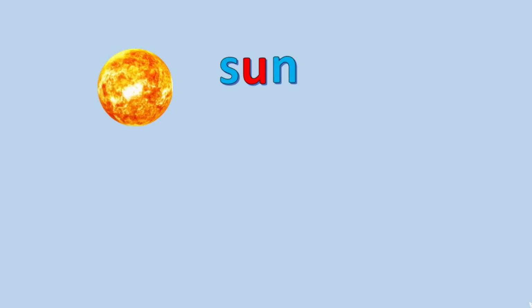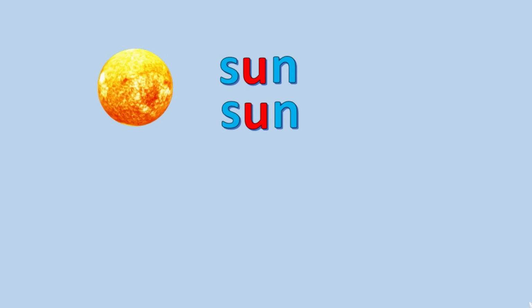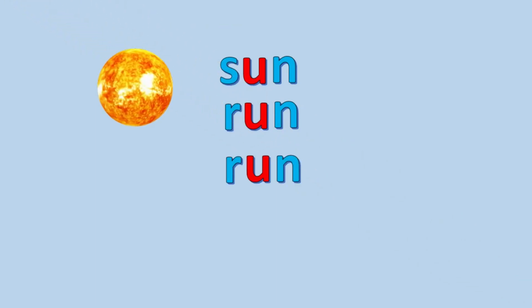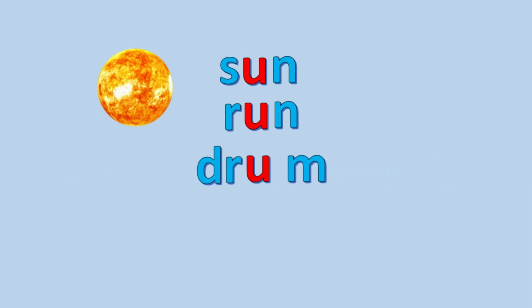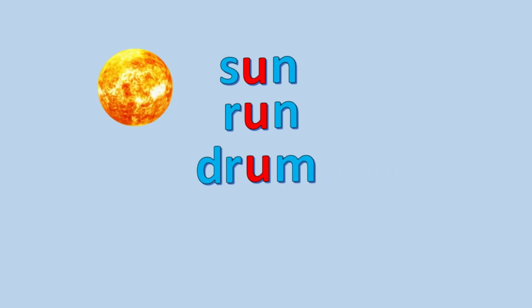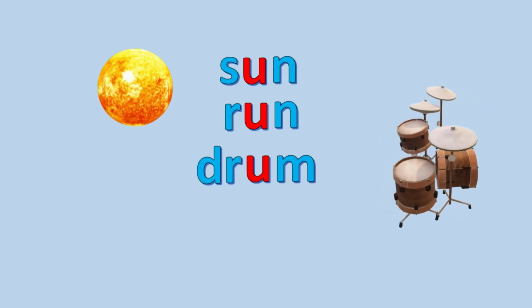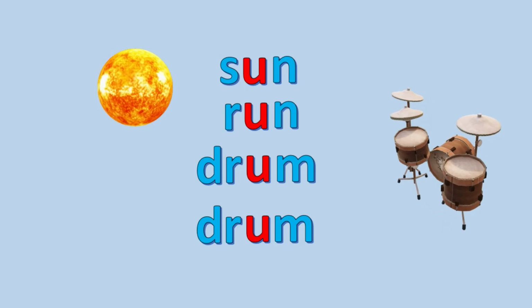Let's begin with the sun. Sun is spelled with an S, a U, and an N. And the three sounds are S, U, N. Switch the S for an R. Now the word is run. Put a D in front of the R and switch the N for an M. We now have four sounds: D, R, U, M. And together they make drum.